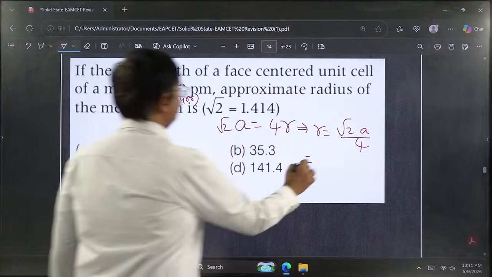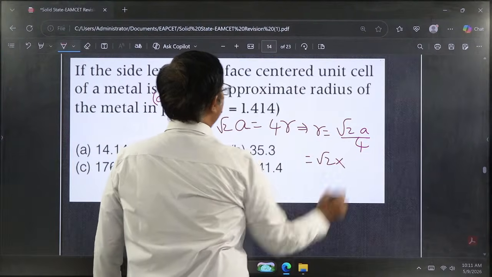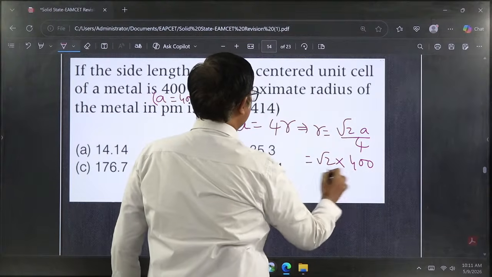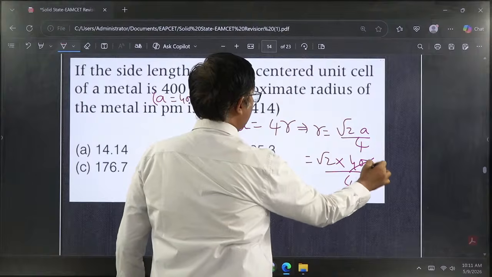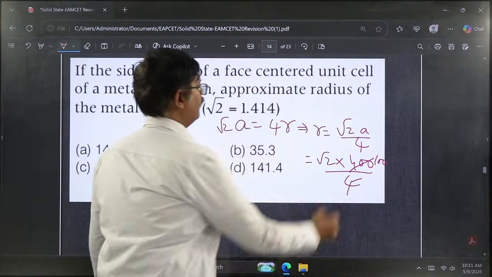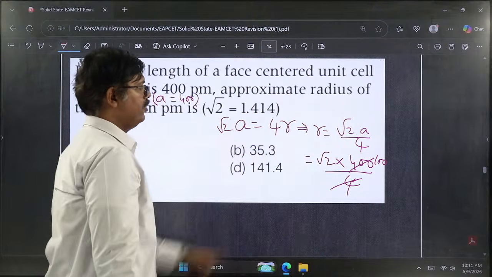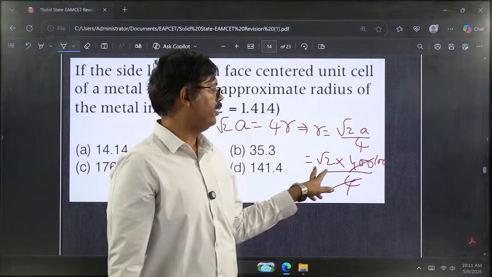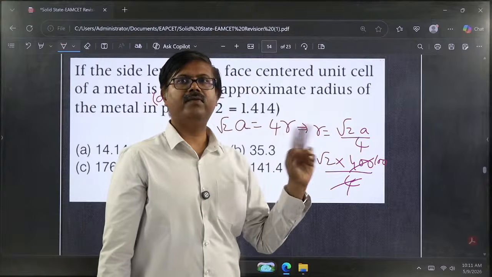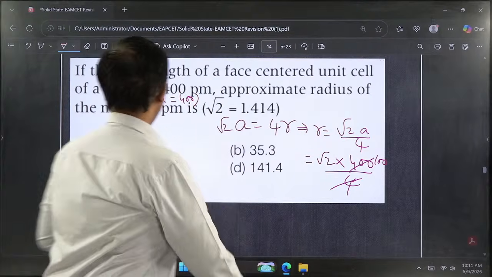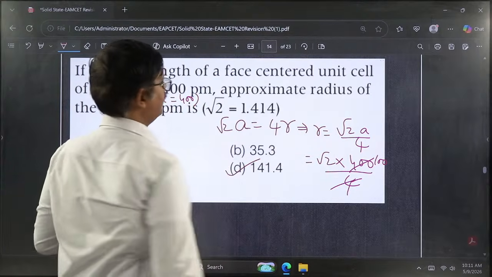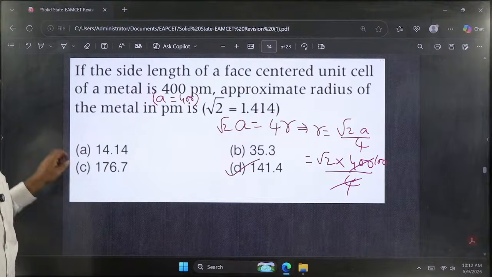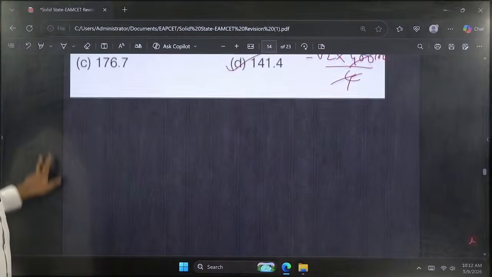So root 2, a is how much? 400 picometers by 4. So root 2 into 100. Root 2 you know is 1.414. 1.414 into 100 is 141 point something you will get. So this is the answer here. Next.